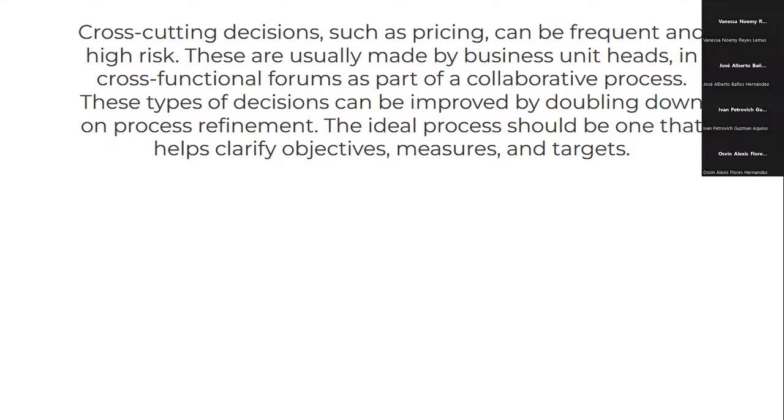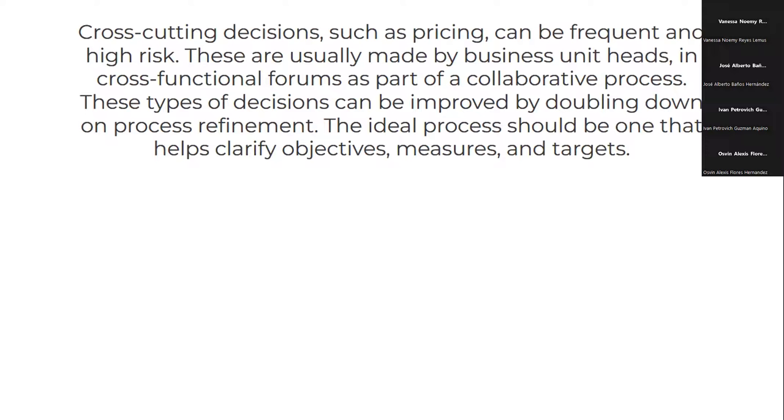Okay, so the second category of decision making is cross-cutting decisions. What are those decisions? For example, pricing. What is the price that you are going to give to a product? That is important. Not as important as the big one that we checked before, but it's also important because it's going to impact the business. People are going to decide to buy your product if the price is good, or if it's too high, then you are not going to be able to sell it, right?